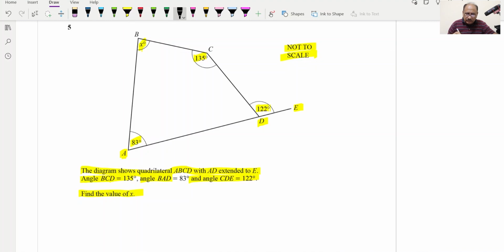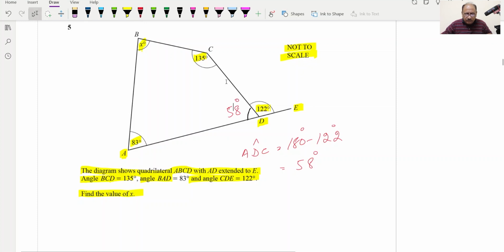We know that the angles of a quadrilateral add up to 360 degrees, but this angle we don't have, and we can find this angle. ADE is a straight line, so angle ADC will be equal to 180 minus 122, and how much is this? 180 minus 122 will be 58. So this will be 58 degrees.